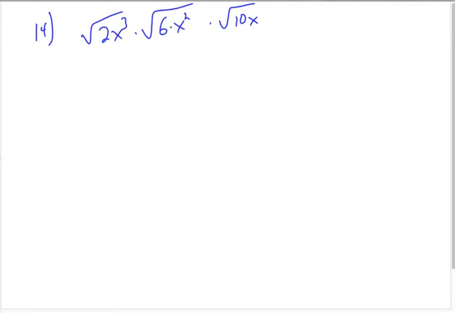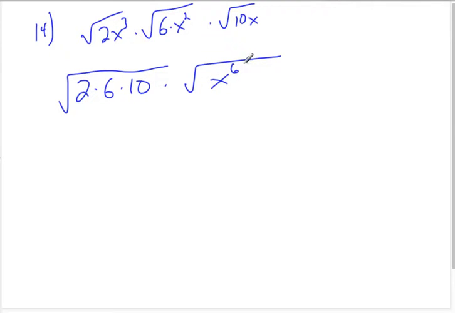All right, starting with number 14. It's square root of all this stuff multiplied together. There's no dot here, but it doesn't matter. So we have essentially 2 times 6 times 10, all that under a square root, times square root of x to the 6th. Square root of x to the 6th, because there's 3, 4, 5, 6 x's, is x to the 3rd, because x to the 3rd times x to the 3rd is x to the 6th.